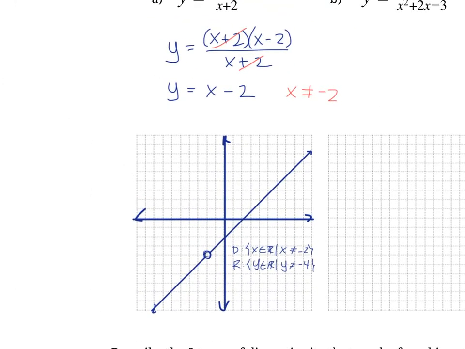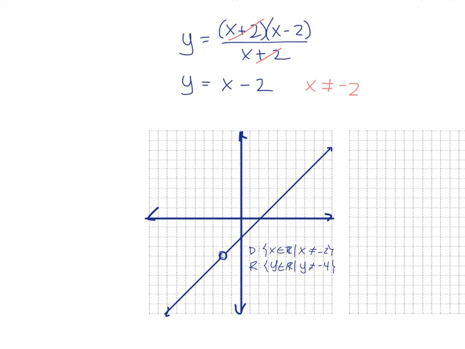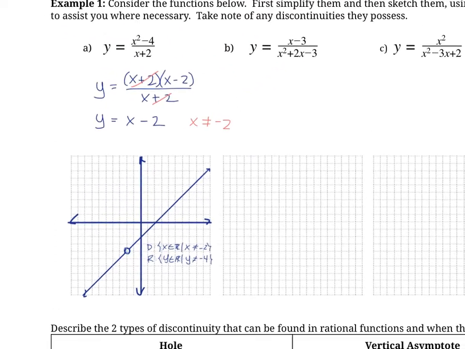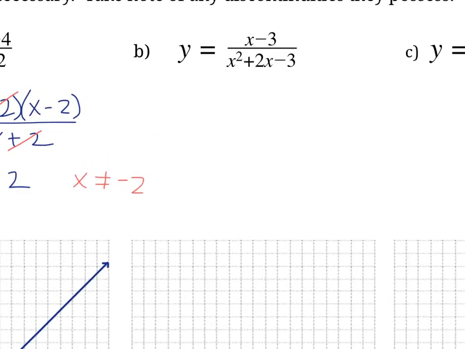So that's okay. We call this type of gap in a function a discontinuity, right? It's a discontinuity in the graph. The graph is not continuous because of that. We call this type of discontinuity a hole, and you'll see that underneath. We'll describe that in a second. But see how it looks sort of like a hole? It's basically a little hole in the graph. Let's go to the next question now.